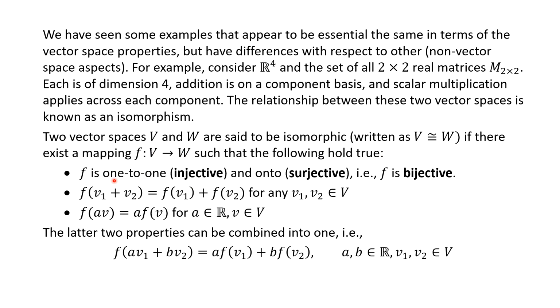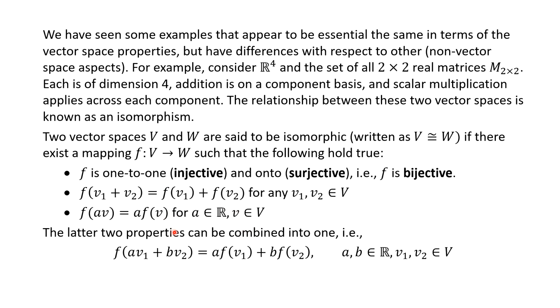F is 1 to 1 and onto. Onto is sometimes known as surjective, and 1 to 1 is sometimes known as injective. If you have both of these properties as a function, then you're classified as being bijective. And then you have these other two properties here: f of v1 plus v2 equals f of v1 plus f of v2 for any two vectors in V, and f of av, where a is a scalar, equals a times f of v.